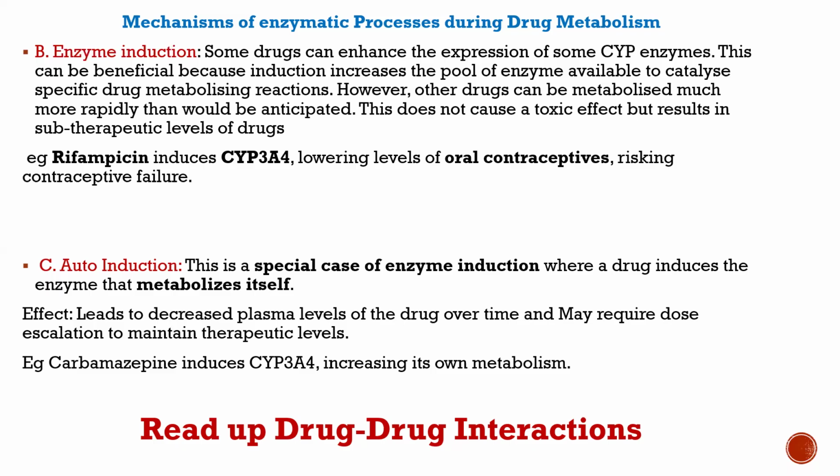So for example, carbamazepine induces cytochrome 3A4, which increases its own metabolism. So this drug will induce the cytochrome 3A4 itself. It doesn't need a synergistic drug, like a second drug, to induce it. So it induces it itself, and this can lead to increased metabolism of the drug. And when there is an increased rate of this drug's metabolism, it means that it requires dose escalation, like higher doses, to maintain the therapeutic level because the drug is being metabolized very fast by these enzymes.